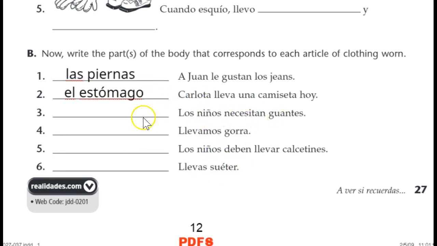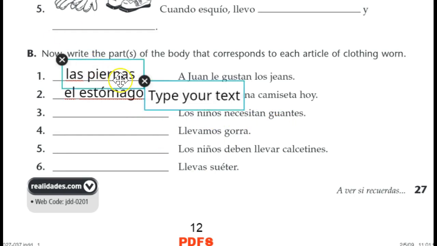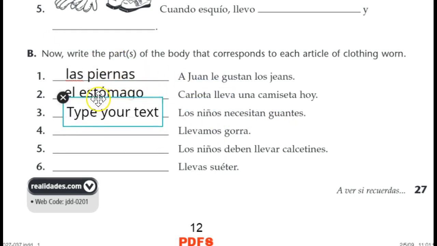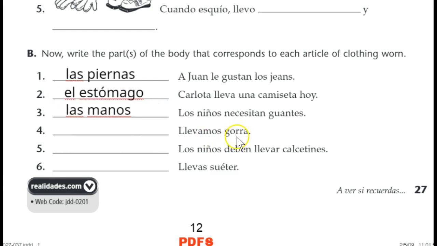Los niños necesitan guantes. So, of course, gloves go on your hands. So, you could say las manos, etc. Gorra is hat. We'll let you go with that and write down the word that would correspond to that part of the body that would go on. In Spanish, please. Los niños deben llevar calcetines. Those are socks. Lleva suéter. That's a sweater. You could use the arms for that one. Maybe number 6. Los brazos.